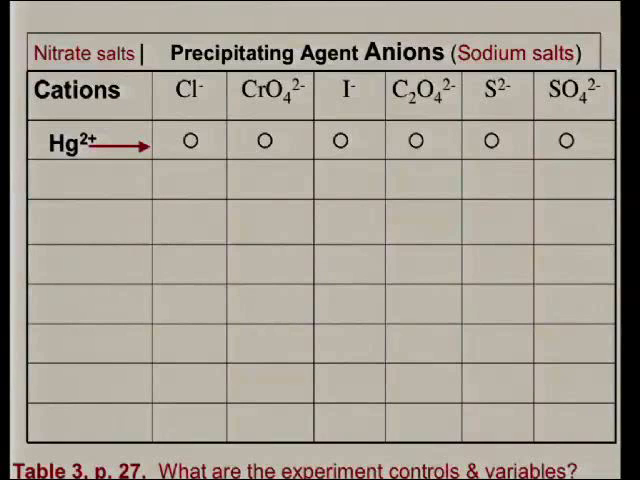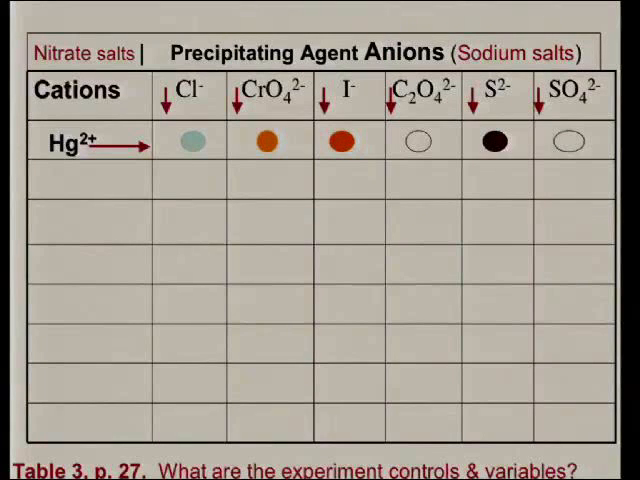Now we're going to see how many times it precipitates and compare the number of times it precipitates with other cations. You have 6 precipitating agents. Indeed, you're going to find mercury will precipitate with 5 of the 6. It tends to be pretty insoluble, okay? So all the precipitating agents are sodium salts. Sodium ions are very soluble. However, the anions are not. So we get some sodium chloride, okay? Add sodium chromate, iodide, oxalate, sulfide, sulfate, okay?